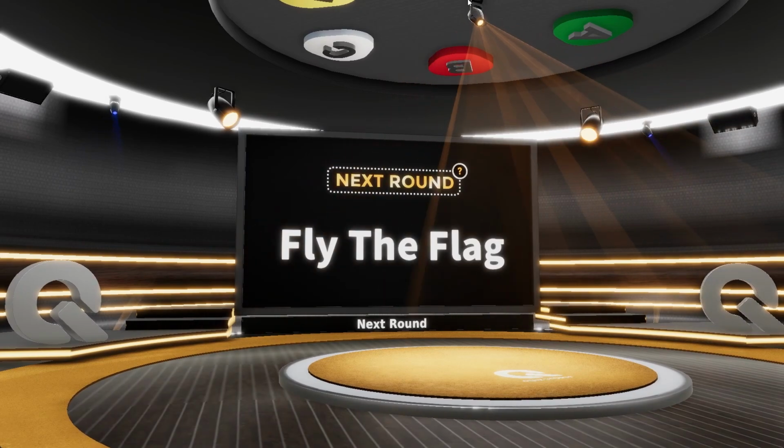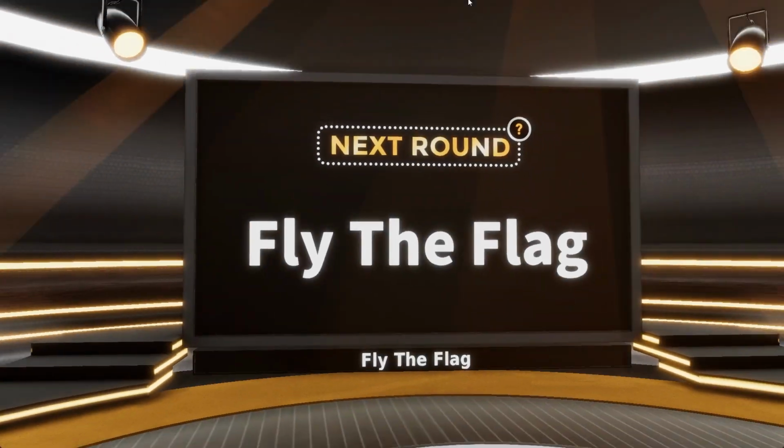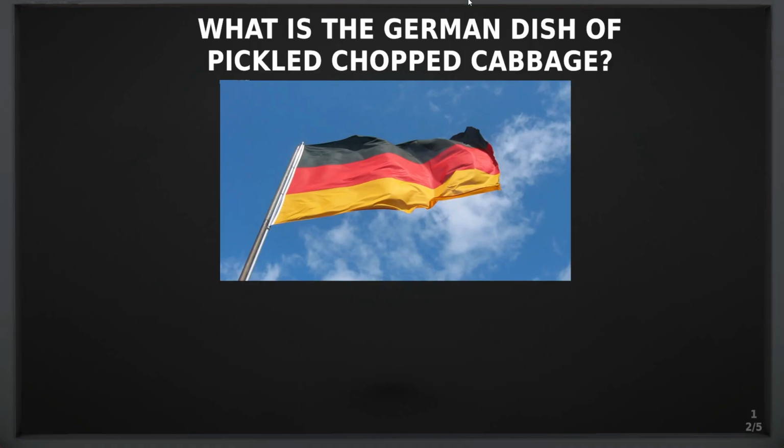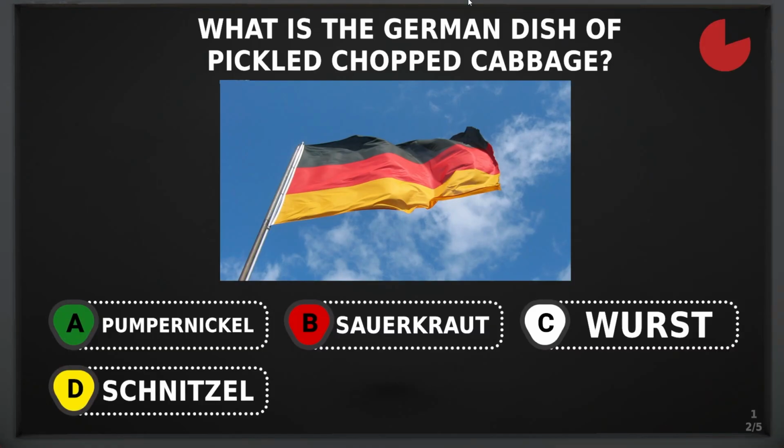Now, when we did the setup, the next round we loaded was a picture round, and that means the first thing you'll see is a picture that goes full screen. If you press the advance button, it will go to a slightly smaller picture and bring up the question and the answers.